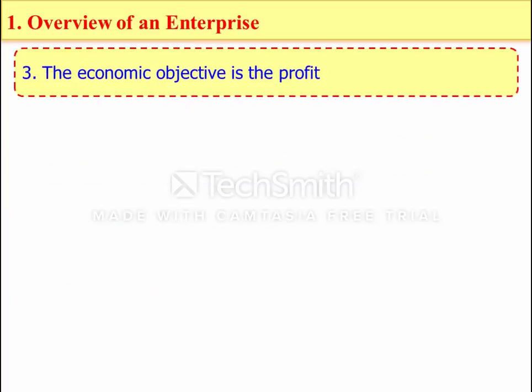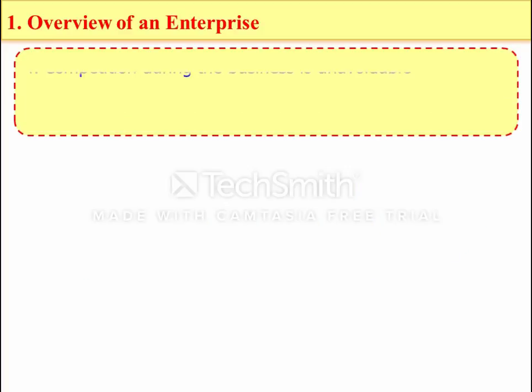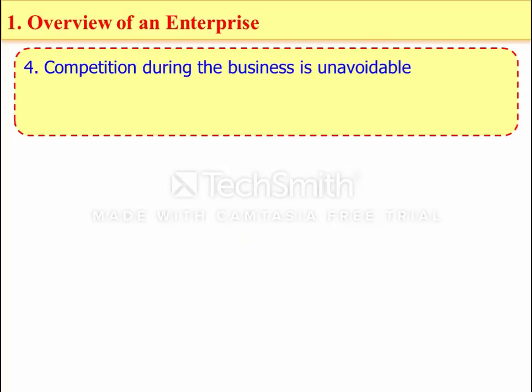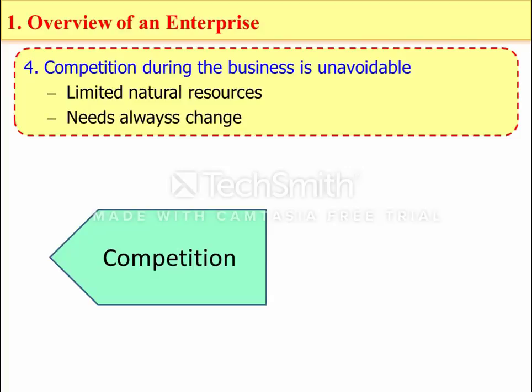3. The economic objective is profits. The profits include price minus cost. 4. Competition during business is unavoidable because natural resources are limited and the needs of customers always change. Competition and monopoly.